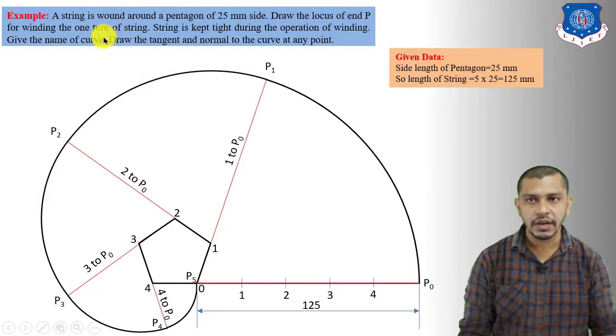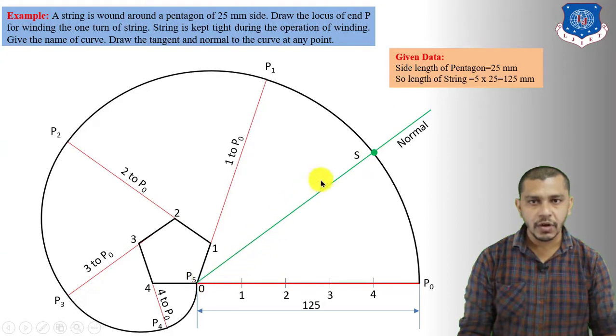Now here it is also given that we draw the tangent and the normal to the curve at any point. So first of all, mark that point on the curve. Let us say that point S. Now join this point S to 0, because the center of the arc between P0 and P1 is at 0. So if we connect S to 0, we will get the normal, and a line perpendicular to the normal and passing through point S will be the tangent to the curve.